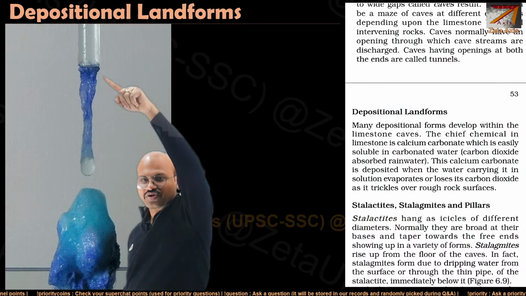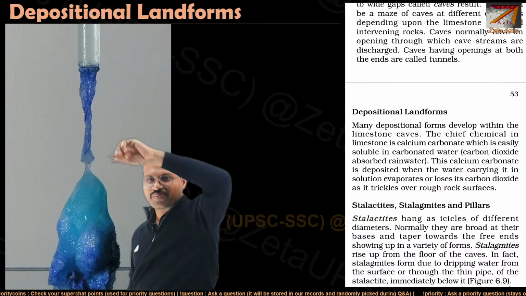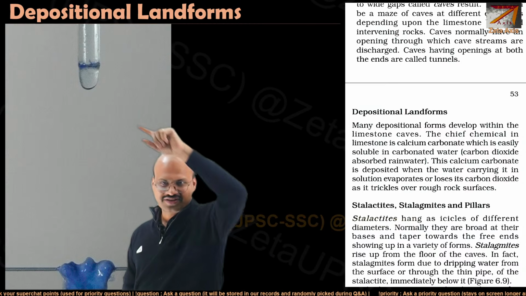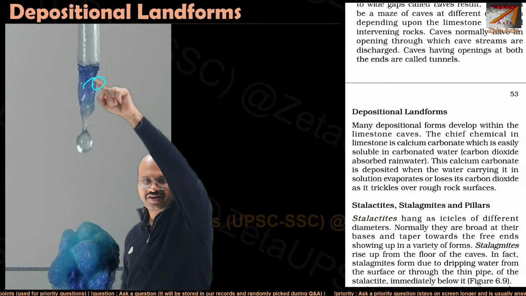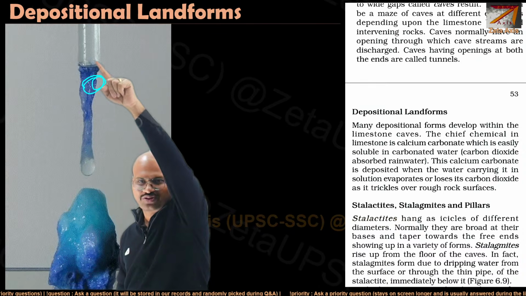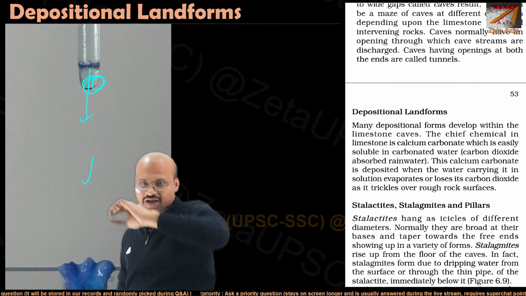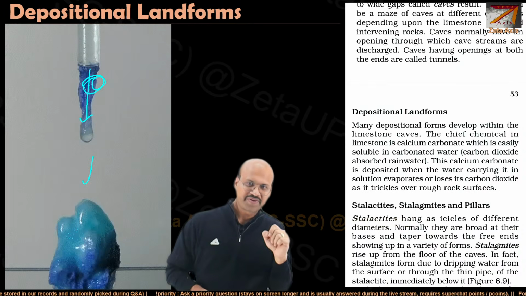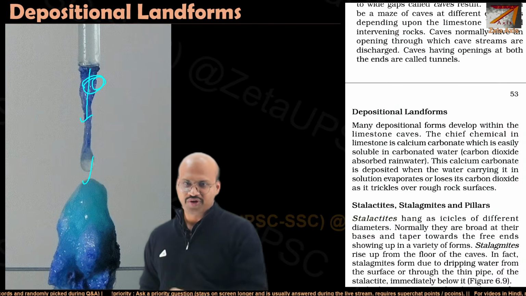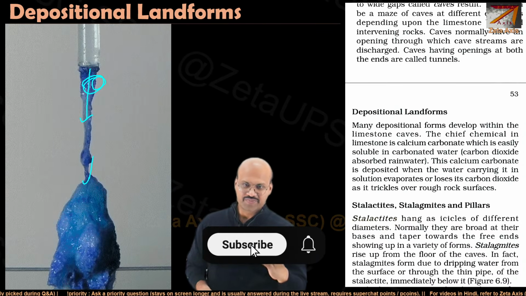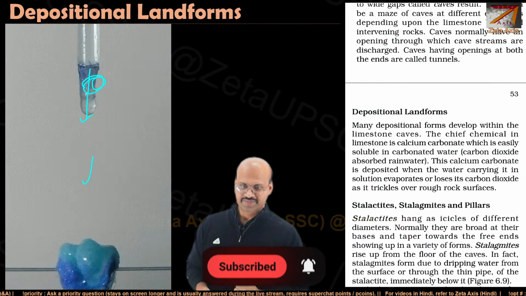Water is dropping over here. Now because of the very small amount of water, you can see that some elements are deposited over here, so the length is increasing, and as it moves over here, because of very small droplets, water will also evaporate from here, so it leaves behind the calcium carbonate elements in this region.